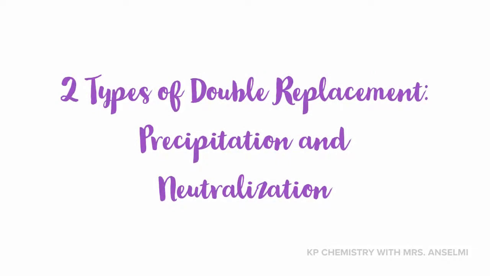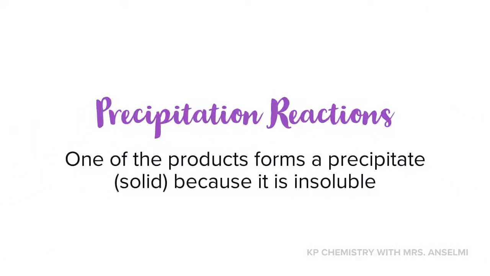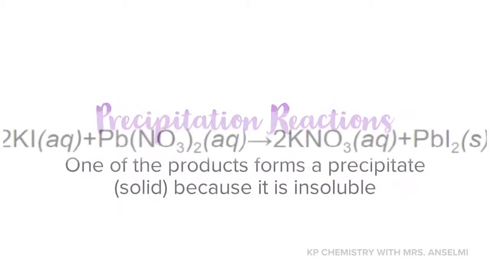There are two important types of double replacement reactions: precipitation reactions and neutralization reactions. A precipitation reaction is a double replacement reaction in which one of the products formed is a precipitate, or a solid formed from two liquids. For this to happen, the product must be insoluble in water, so when it's produced, it cannot dissolve, but it must remain a solid and it sinks down to the bottom of the container.